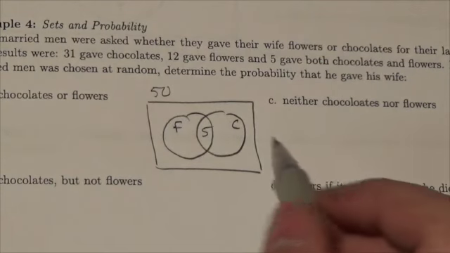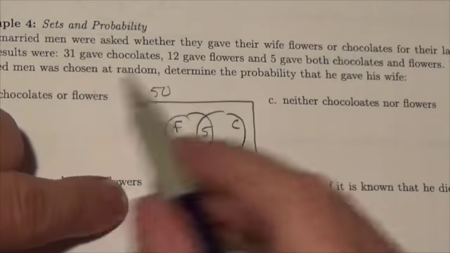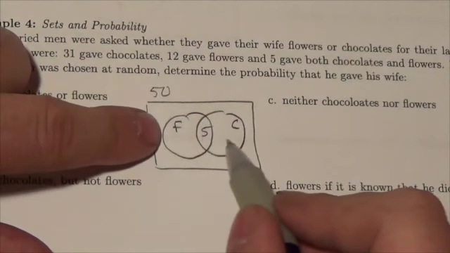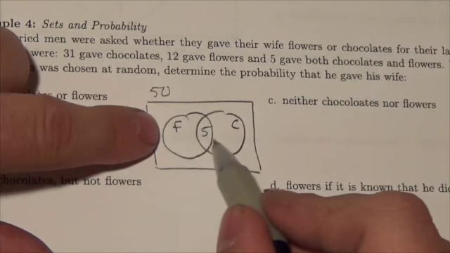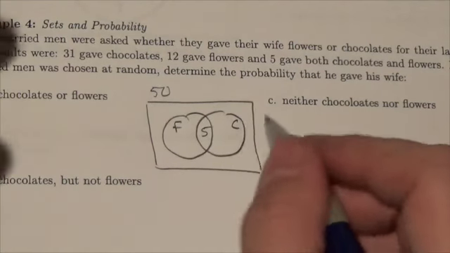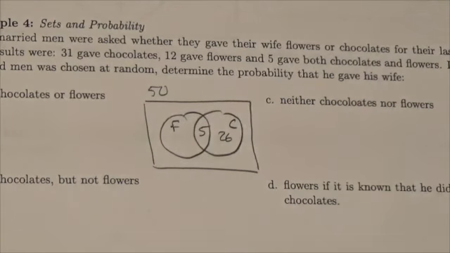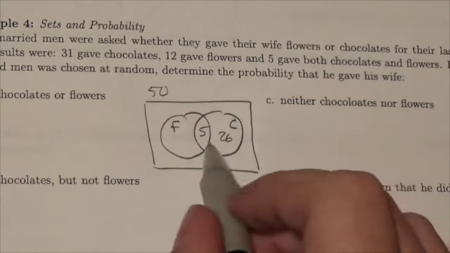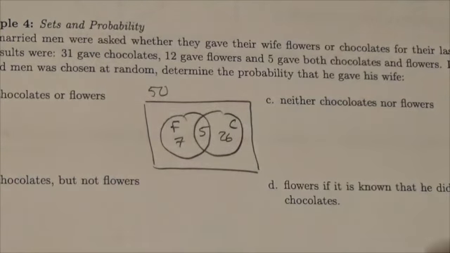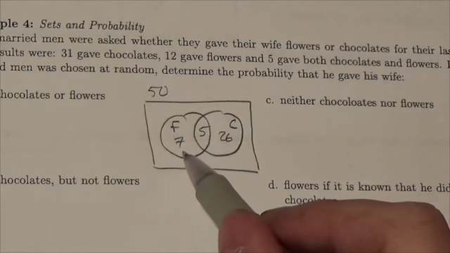Okay, so we have to start with both here, because when we're told that 31 gave chocolates, I don't know how that's split. In chocolates, there's two separate sections here. I don't know how it's split up until I identify the middle part here. Then I know that means there must have been 26 who gave just chocolates. If there's 5 who gave both, and we know that 12 gave flowers, that means there was 7 that gave just flowers.